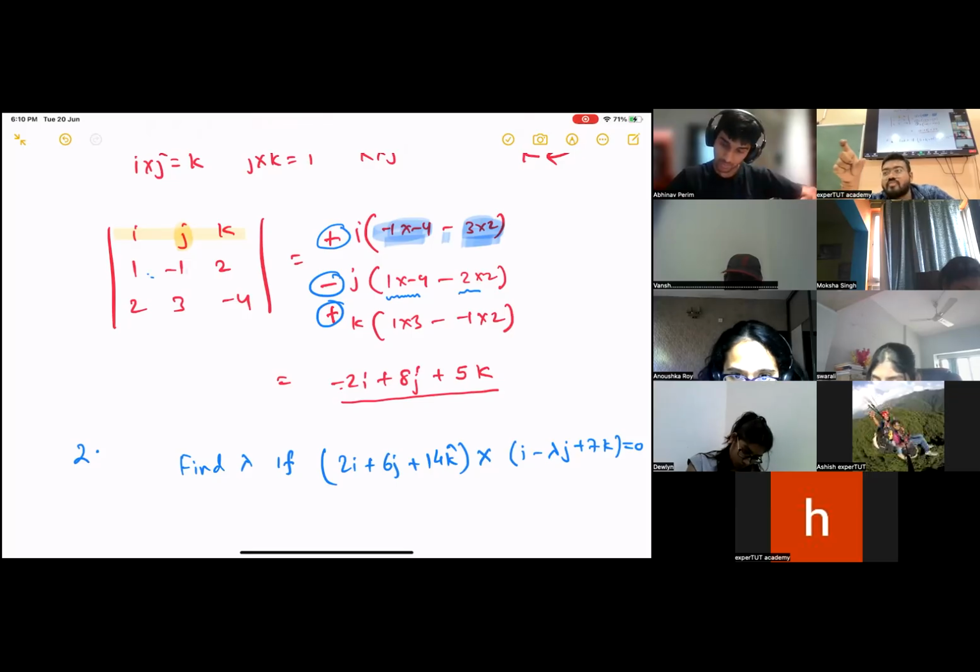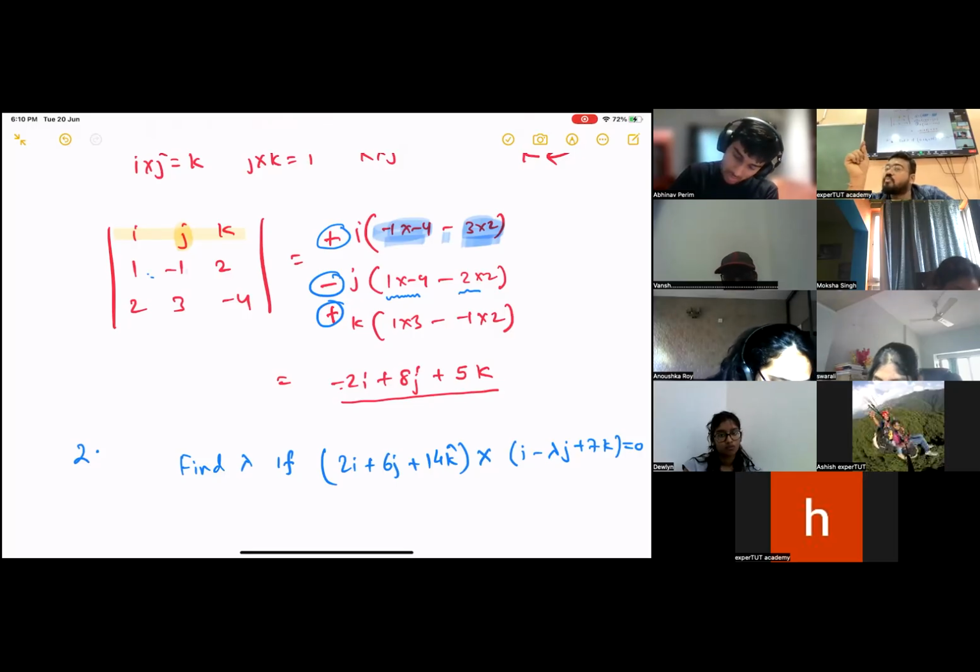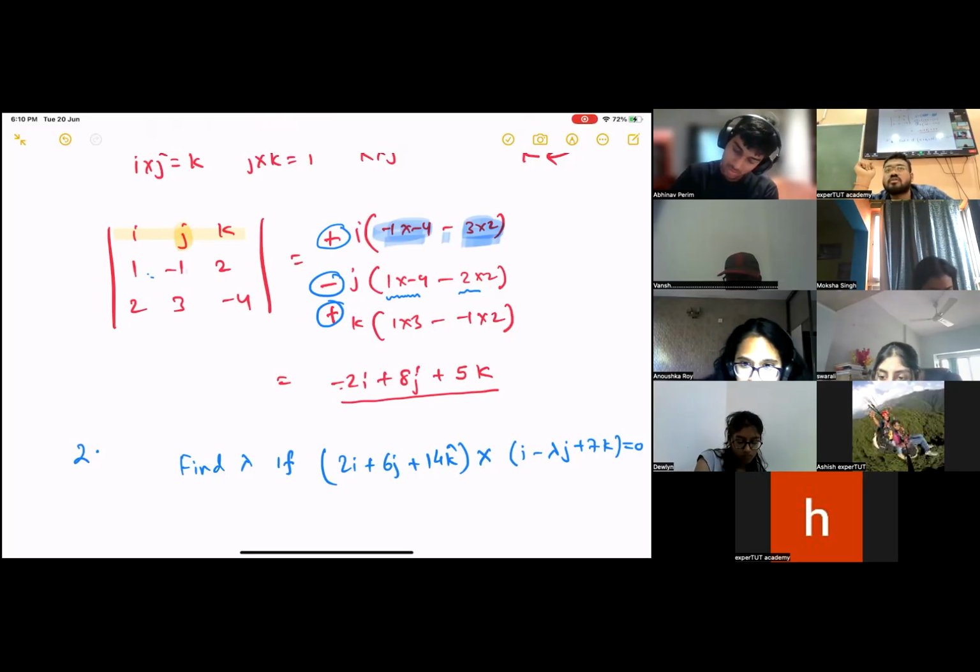You will get some vector, right? If you do the cross product, you should get that. So if this is 0, all of them are 0. So if you take 14 plus 14 lambda, every i component, j component, k component is 0. You must do it that way. Fine.